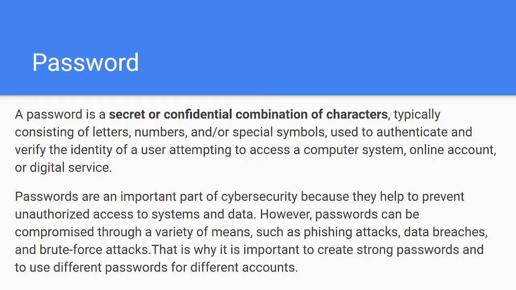What does it consist of? It consists of letters. You have letters, A, B, C, D, both capital and small letters. You have numbers, 1, 2, 3, 4, 5, 6, 7, and the rest. You have special symbols like your dollar sign, your asterisk, your percentage, your at symbol.